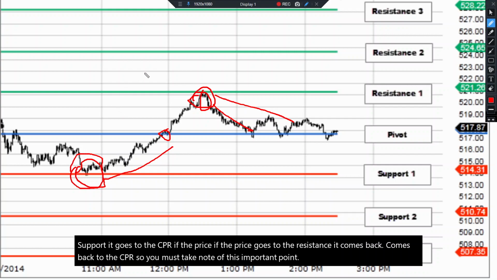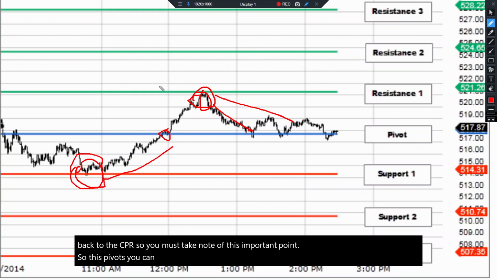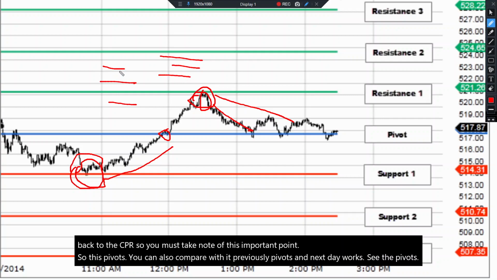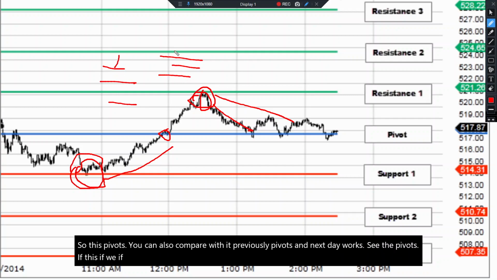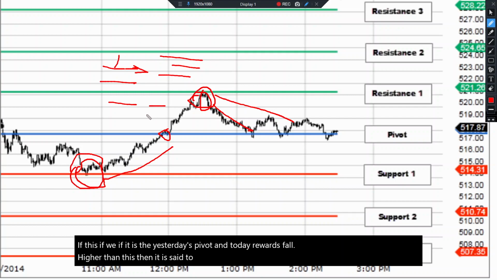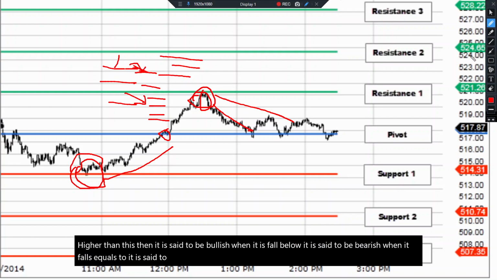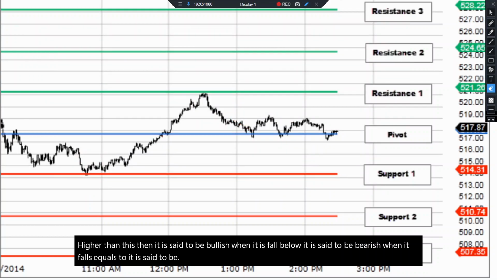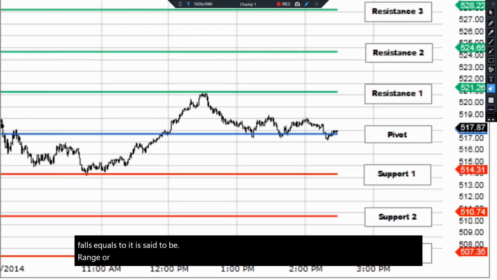So these pivots you can also compare with previous day pivots and next day pivots. See the pivots, if yesterday's pivot and today's pivot fall higher than this, then it is said to be bullish. When it falls below it, it is said to be bearish. When it is equal to it, it is said to be range or slightly bullish or slightly bearish. You will see more about this in the upcoming videos.